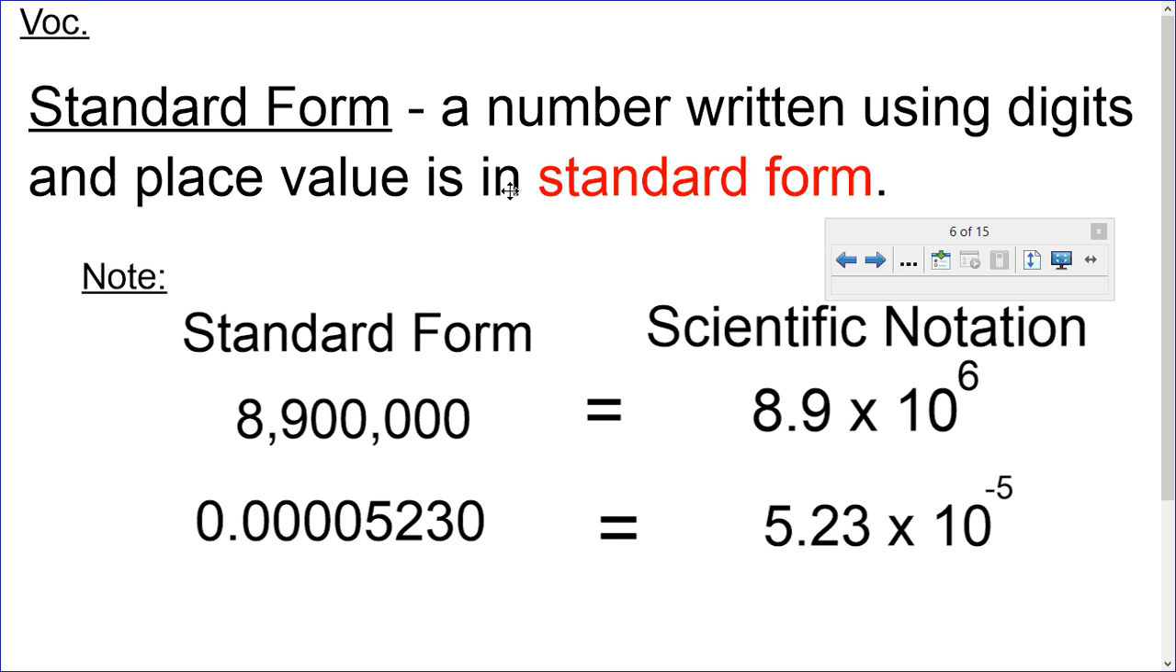Standard form is a number written using digits and place value. For example, 8,900,000 is equal to, in scientific notation, 8.9 times 10 to the 6th power. If you don't know how I got that, check my video on converting to scientific notation. Here's another number, 0.00005230, and that's equal to 5.23 times 10 to the negative 5th power.